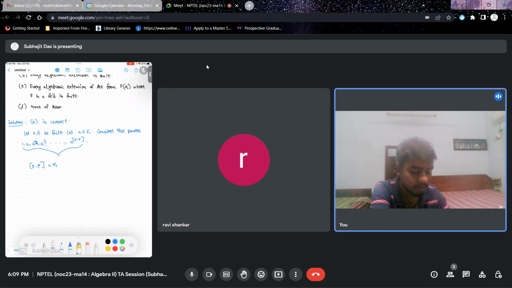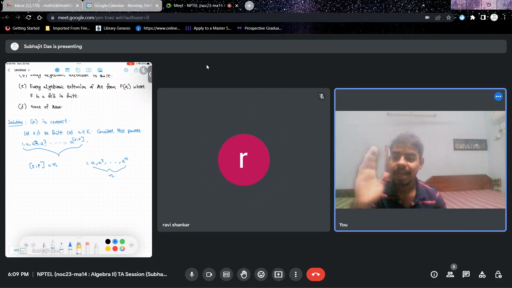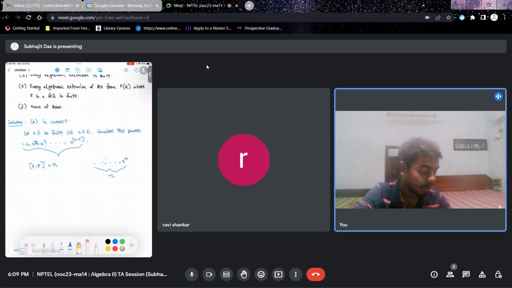Is it n elements or more than n elements? We have taken 1, a, a squared up to a to the power n, right? From a to the power n you have n elements, and you have one more element, which is the multiplicative identity 1. So how many elements are there? Yes, n plus 1 elements we have taken. And what is n here? n is the degree, so [K:F] plus 1 elements we have considered.